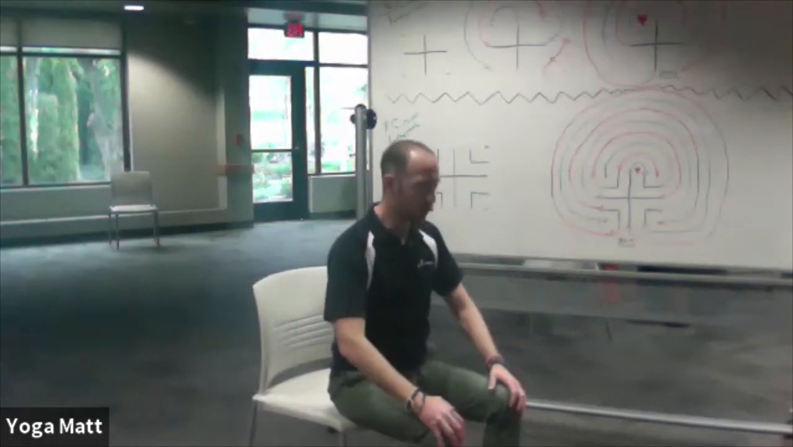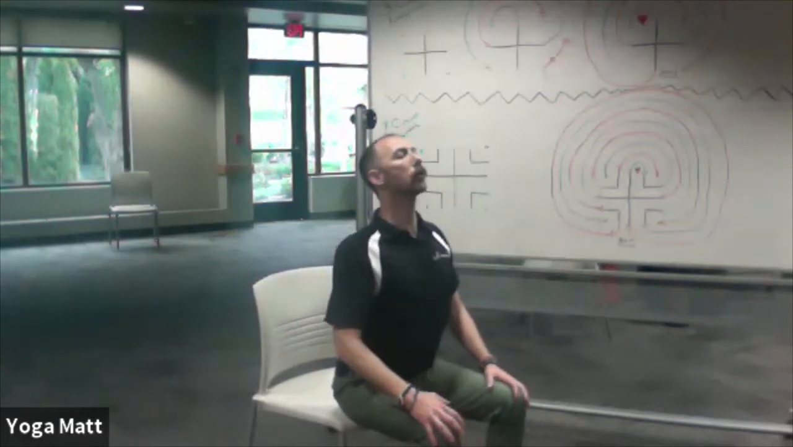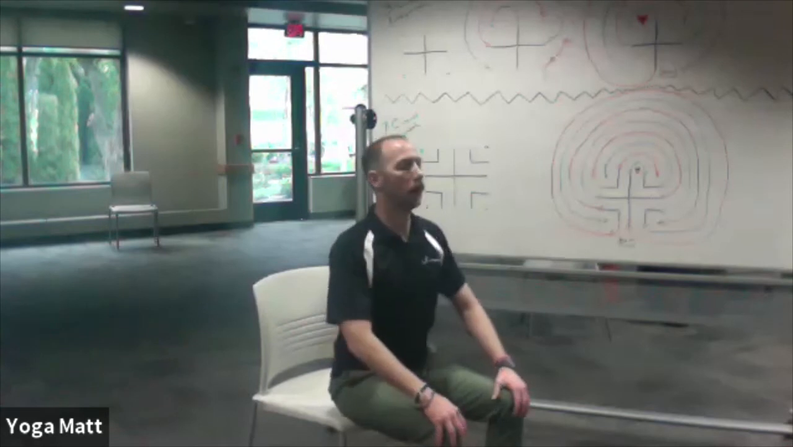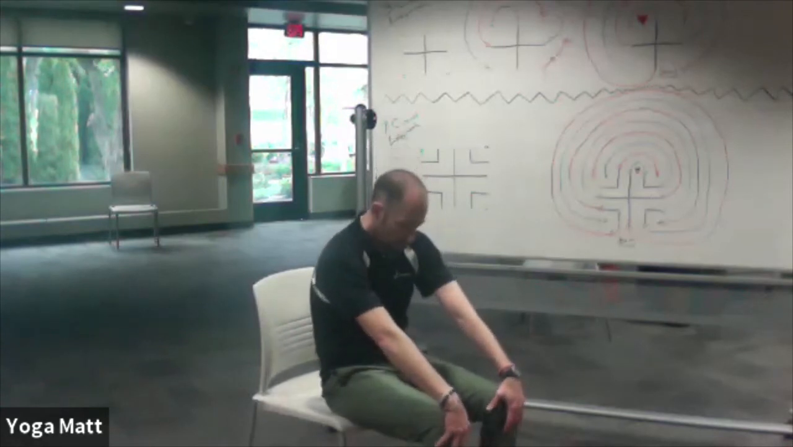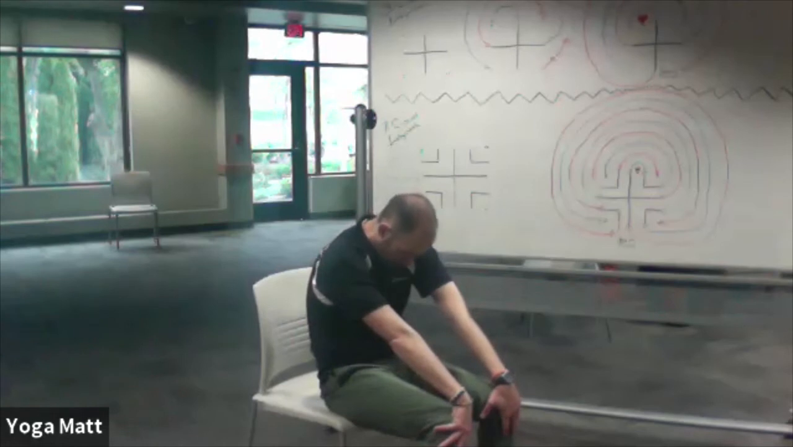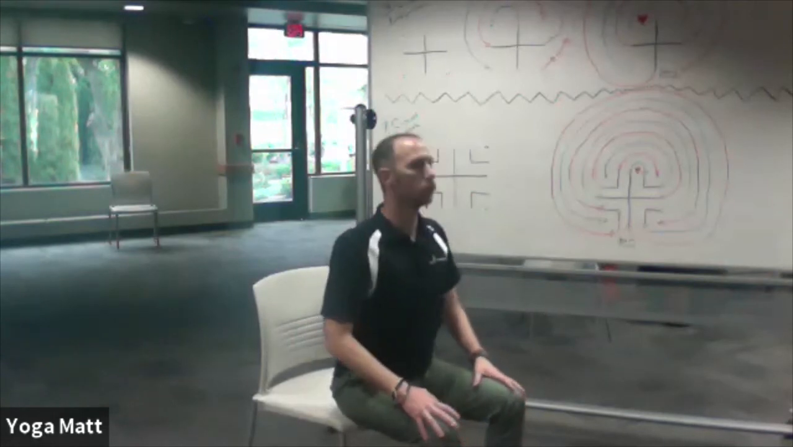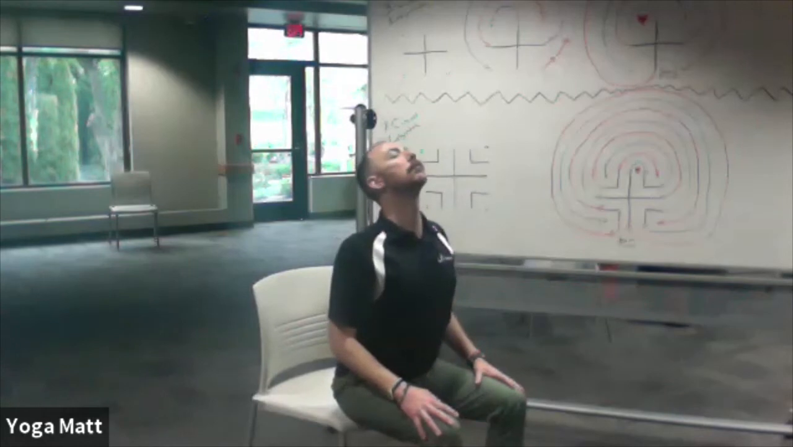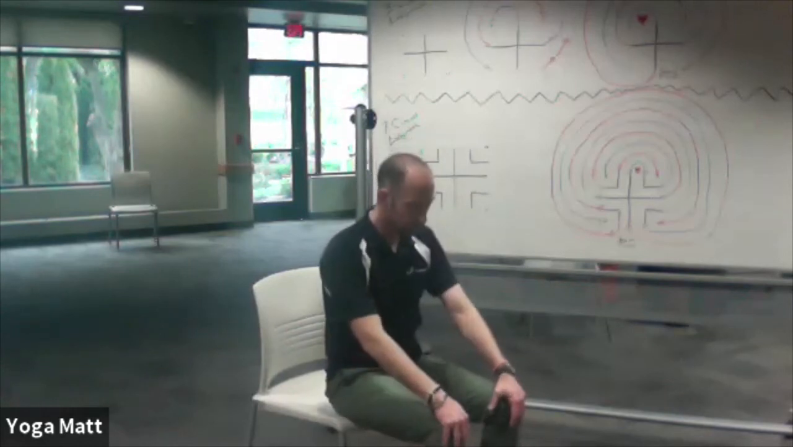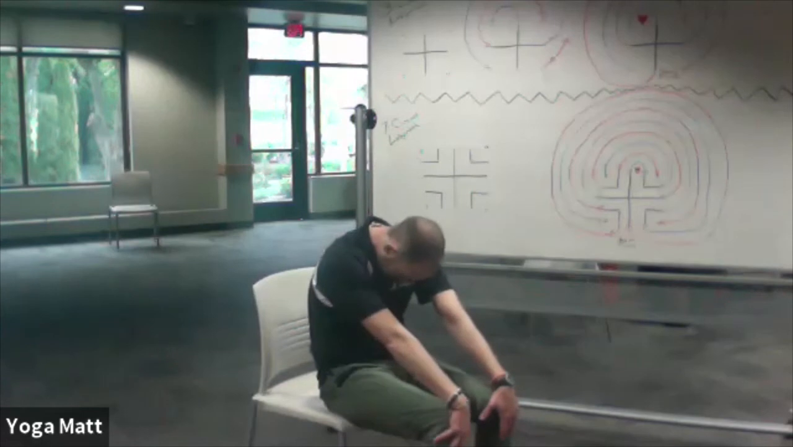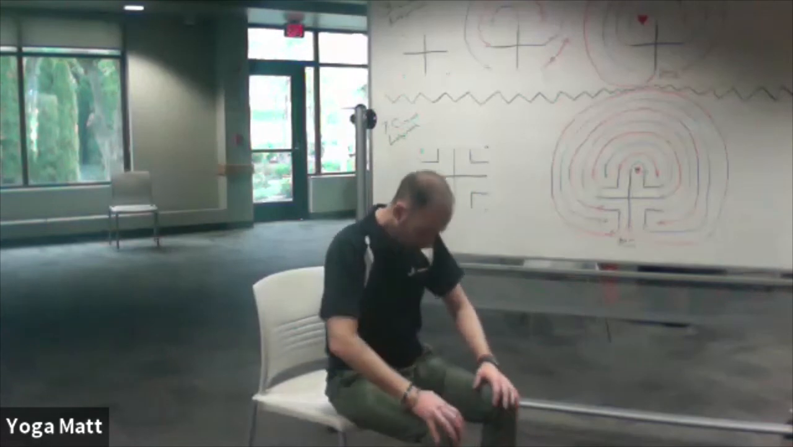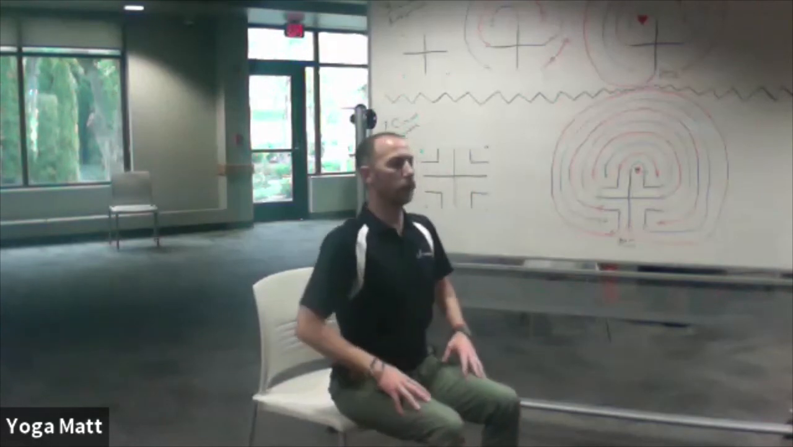Breathing in, spine forward, shoulders open, head up. Exhale, spine back. Shoulders forward, head comes down. Return back to your center.